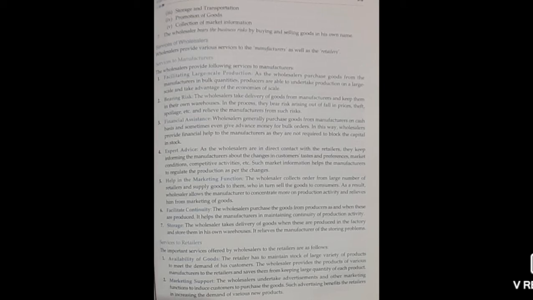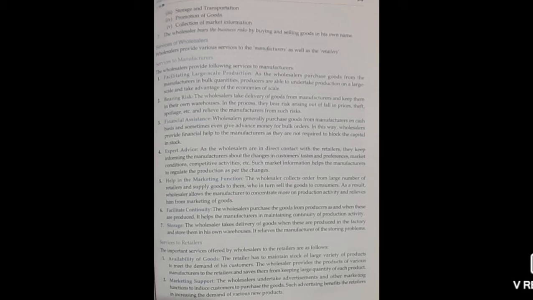Now financial assistance. So the wholesaler generally purchases goods from manufacturers on cash basis, and sometimes even gives advance money for bulk orders. So in this way the wholesaler provides financial help to the manufacturers. And expert advice: as the wholesalers are in direct contact with the retailers, they keep on informing the manufacturers about the changes in taste and preferences, so accordingly they manufacture the product.